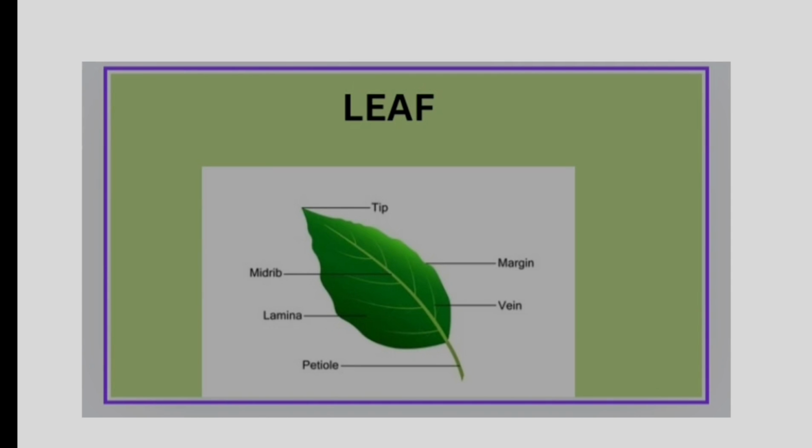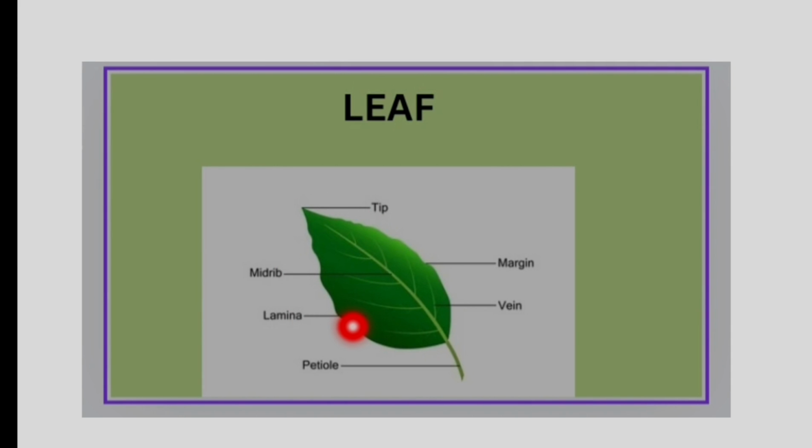Next, leaf. This is the structure of a leaf. First, the part of the leaf which gets attached to the stem is called the petiole, and this broad green part of the leaf is called the lamina.